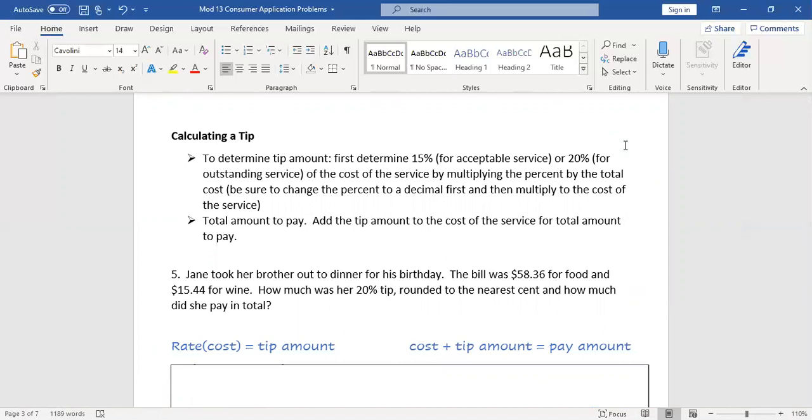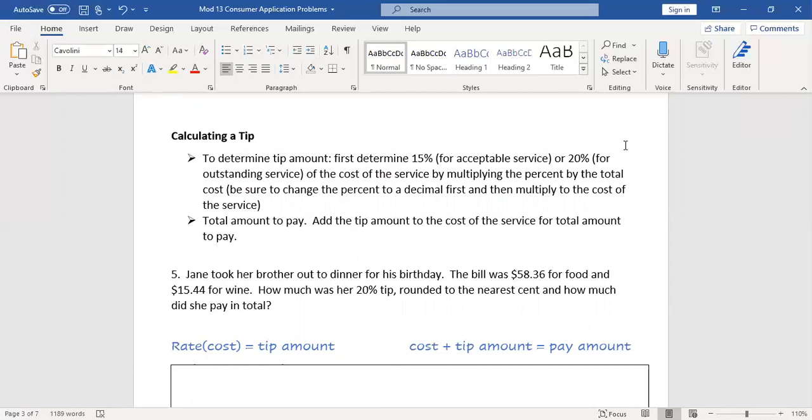To determine tip amount, first determine how much you want to give the server. Usually it's recommended to give a server 15% for acceptable service, or 20% for outstanding service of the cost of the service by multiplying the percent by the total cost of the item or whatever service you received. Be sure to change the percent to a decimal first and then multiply by the cost of the service.